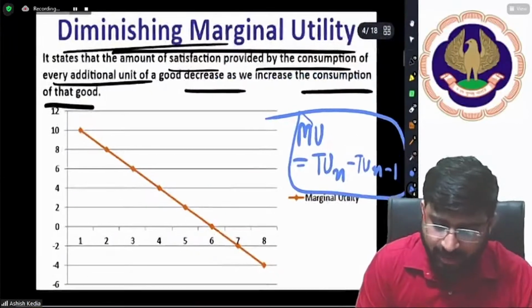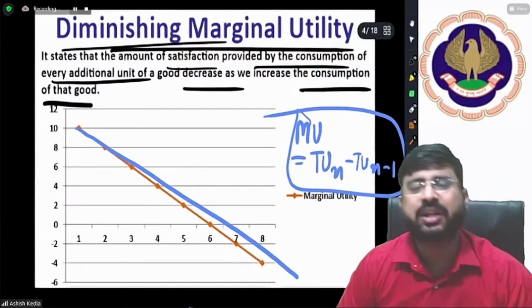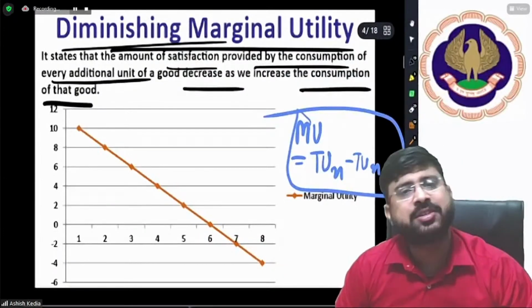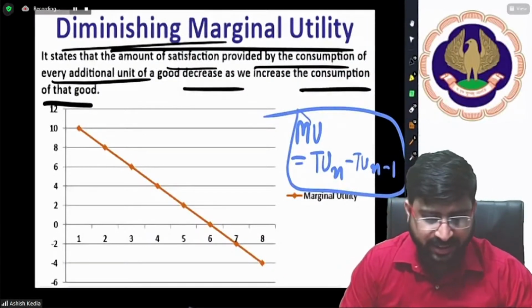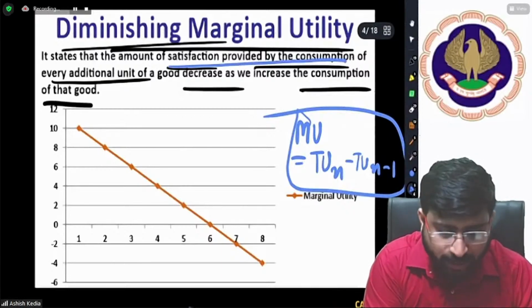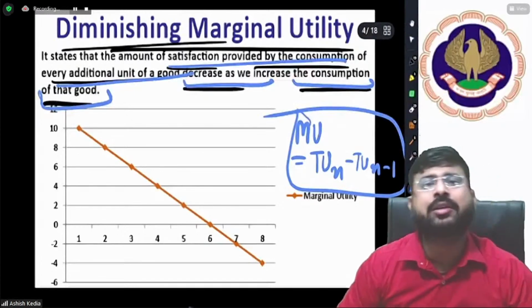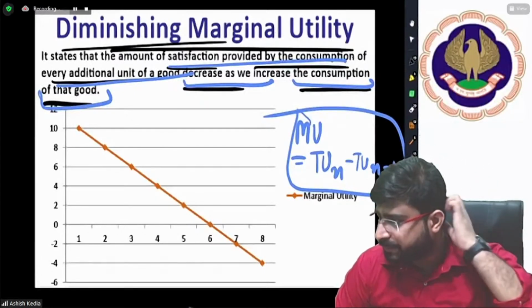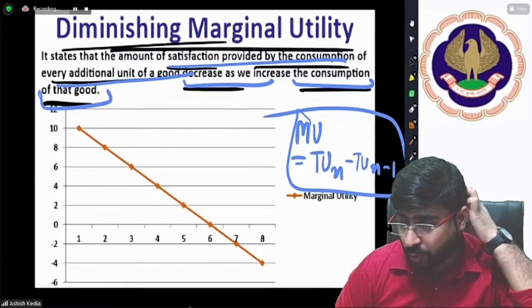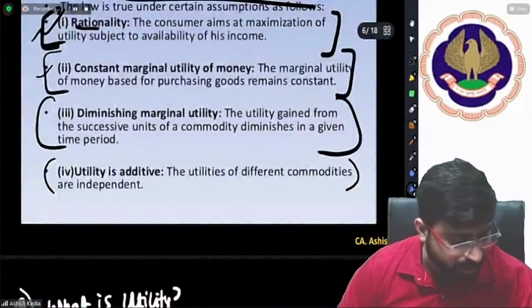And this is the law of diminishing marginal utility, you see. It's constantly falling. That is the law of diminishing marginal utility. It states that the amount of satisfaction provided by consuming every additional unit decreases as we increase the consumption of that commodity. Absolutely correct. So remember this, don't forget this. Very important point indeed.